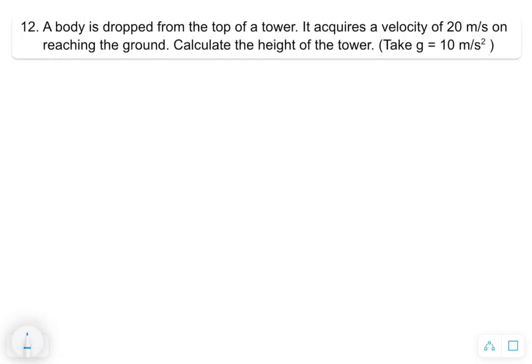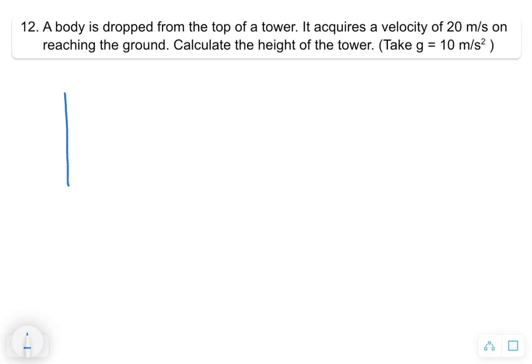A body is dropped from the top of a tower. It acquires a velocity of 20 meters per second on reaching the ground. Calculate the height of the tower. Take g, acceleration due to gravity, equal to 10 meters per second square.